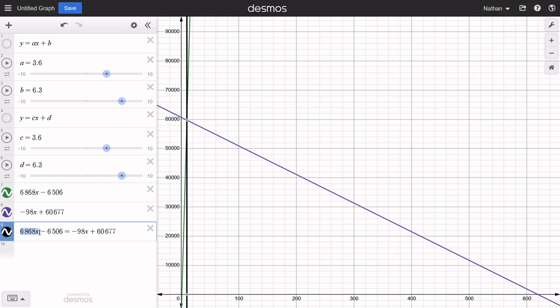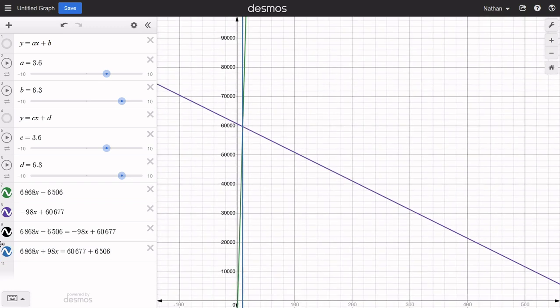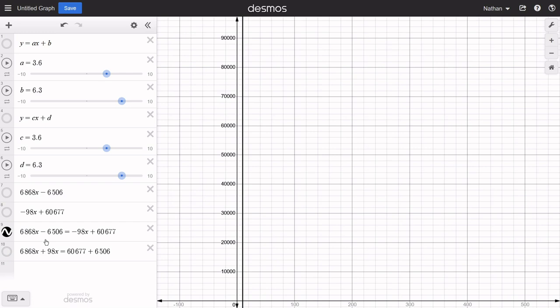So I'm going to get this plus 98x equals this plus this number. As you can see, once again, we're still on that same black line. It's kind of hard to see, I guess, but the black and green and blue lines overlap, so I haven't changed anything there.